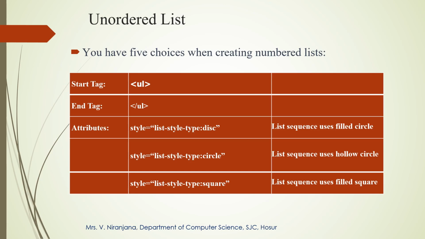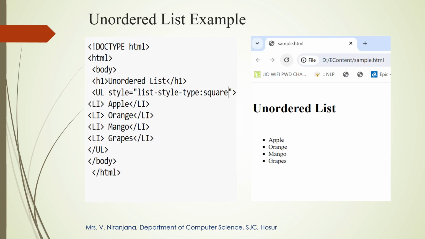Now we can see an example of this unordered list. Here we have used a list style type as square. You can see in the output, the list style is appearing in a square format. The bullets are appearing as filled squares. So in the UL tag, you have to specify style is equal to, and within double quotes, you specify the list style type, square. It means that the bulleted list or the unordered list will be appearing with the square type of bullet.